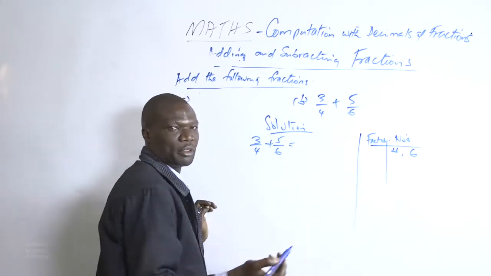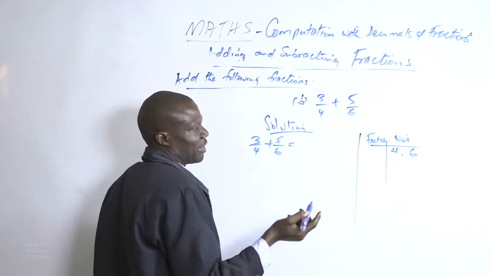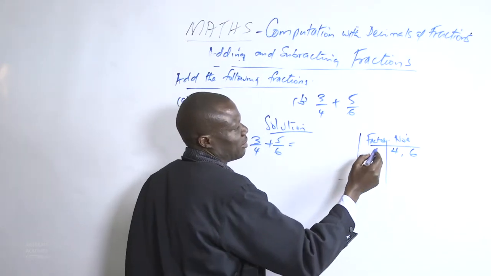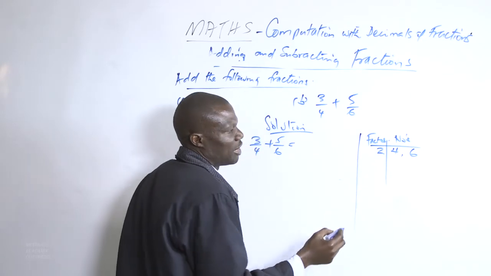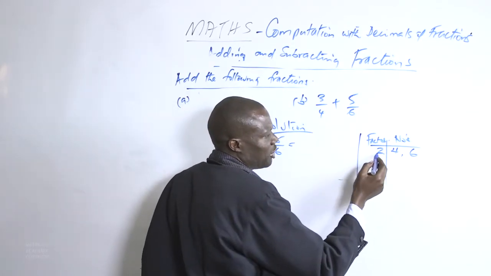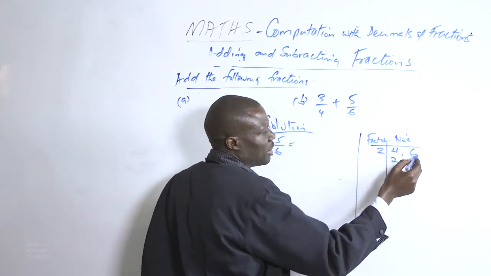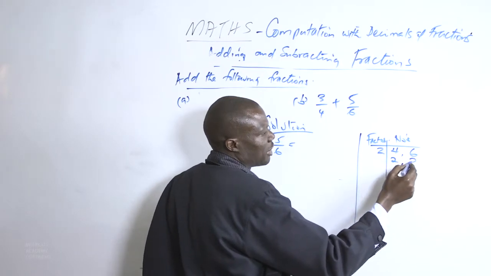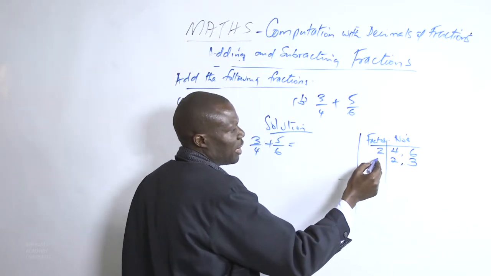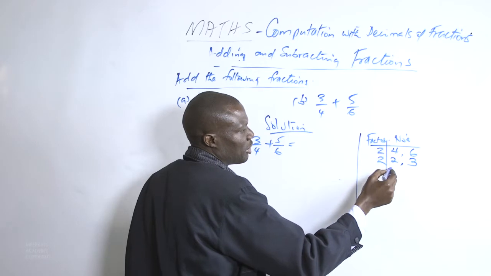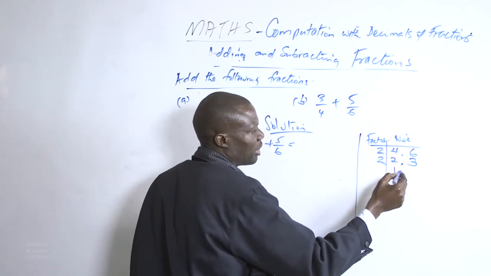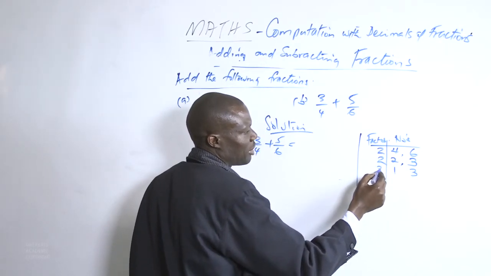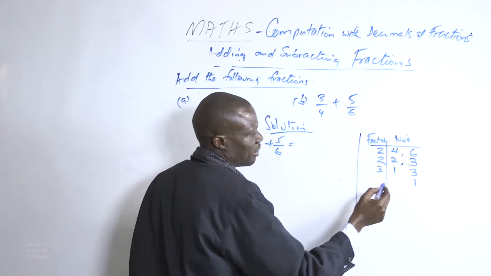So what is the common factor that can divide both 4 and 6? In this particular case, the least is 2. 4 divided by 2 is 2. 6 divided by 2 is 3. What follows here is another 2. So 2 divided by 2 gives us 1, and 3 is maintained. And then we come to 3, and 3 divided by 3 gives 1.